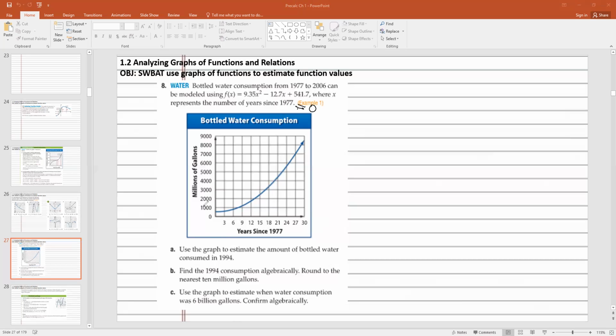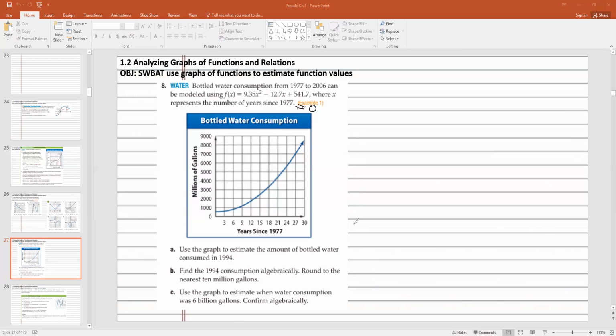Okay, and notice here our key, it says these are for millions of gallons. So 1,000 millions of gallons. So there you go. And use the graph to estimate the amount of bottled water consumed in 1994.